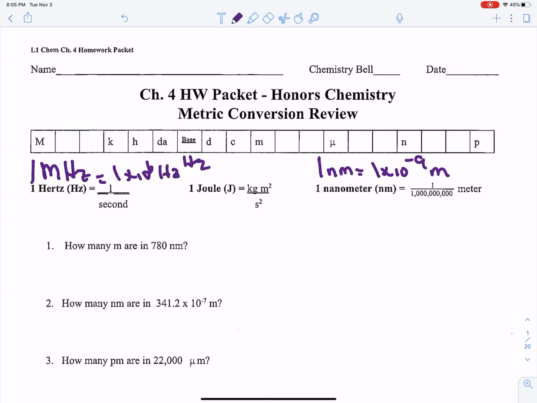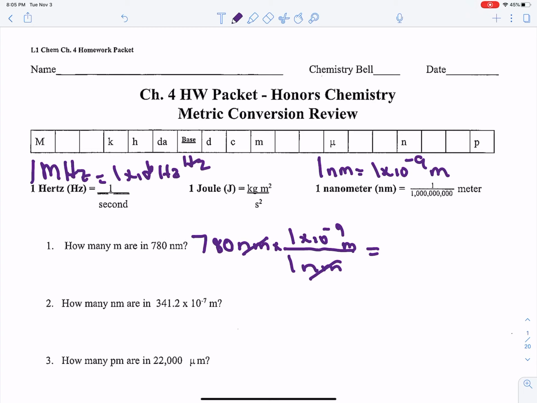So I'm going to show you a couple examples, and then I'm going to go to a couple problems and show you how to do those. So it says, how many meters are in 780 nanometers? Set it up like I showed you before, 780 nanometers. And you remember what has to go on the bottom because you want it to cancel out. So I want a nanometer to go on the bottom. If you look up here, I have 1 nanometer, so 1 nanometer is 1 times 10 to the negative 9 meters. So nanometers cancel out, and I'm going to multiply them.